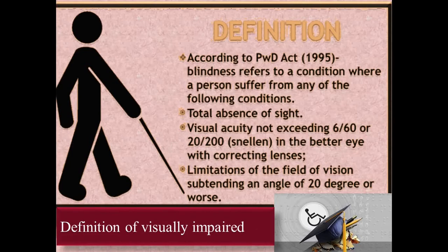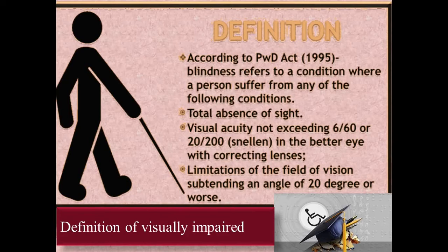Let us see the definition. According to the PWD, Persons with Disabilities Act, 1995, blindness refers to a condition where a person suffers from any of the following conditions: total absence of sight, visual acuity not exceeding 6 by 60 or 20 by 200 Snellen in the better eye with correcting lenses, limitation of the field of vision subtending an angle of 20 degrees or worse.